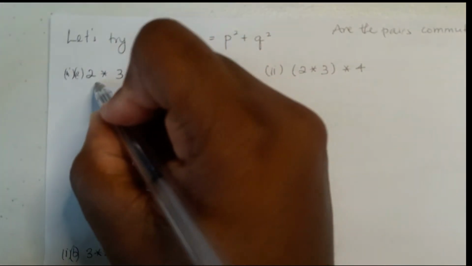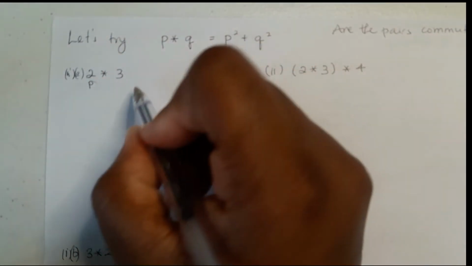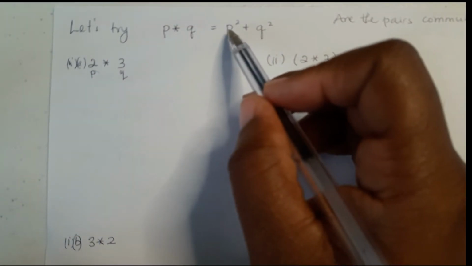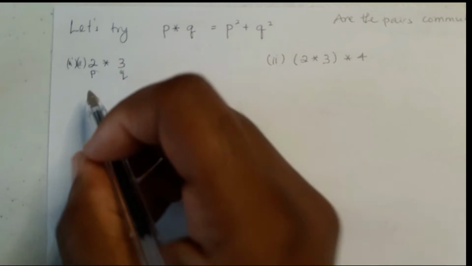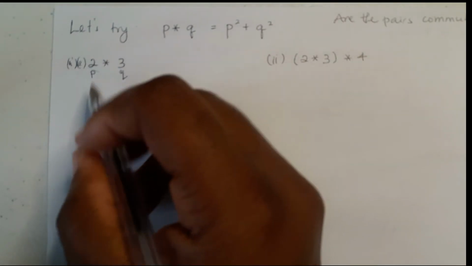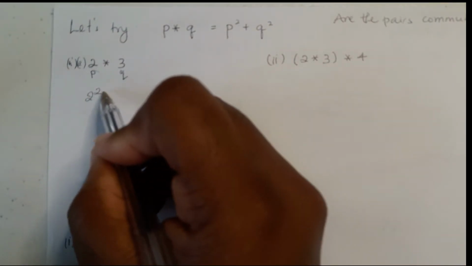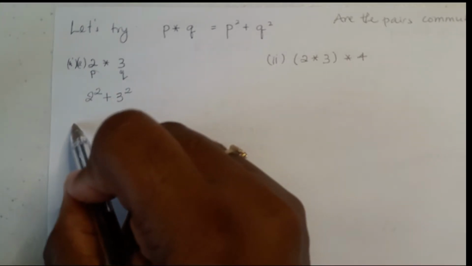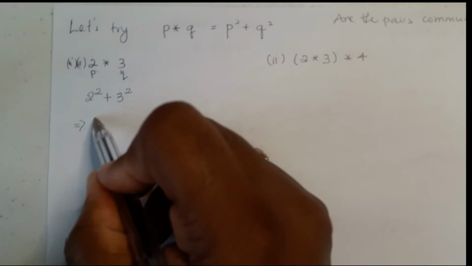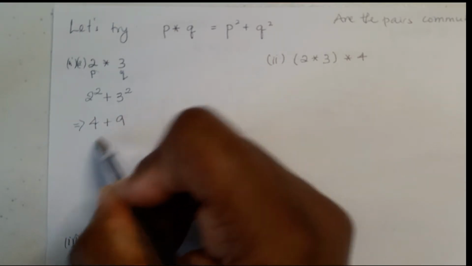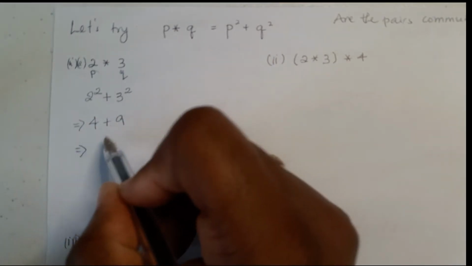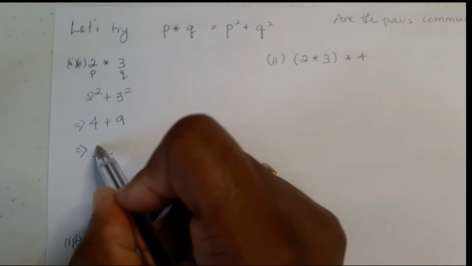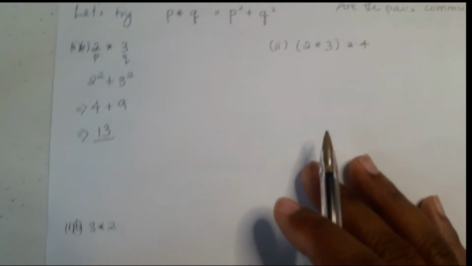Right, you're correct. So this is representing P and this is representing Q. And so the operation is P squared plus Q squared. Since this is representing P, we're going to say 2 squared, and we're going to add 3 squared. Correct. 4 plus 9, and that will give us 13.